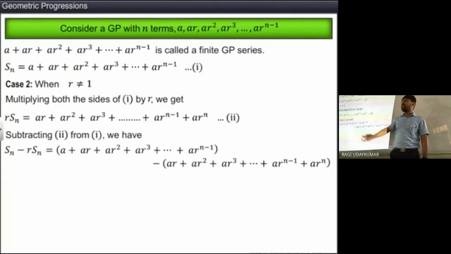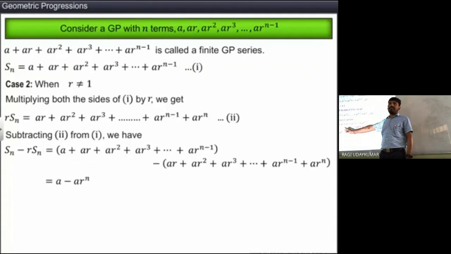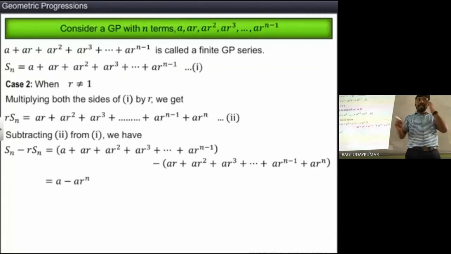So what do we get here? Sn minus r Sn. Here ar and ar cancel each other. The terms get cancelled. Once again, ar cancels, and ar square cancels because here you have minus. So only the first term and the last term will be left over. From that, taking a common, we get a into 1 minus r to the power of n. On the left side, taking Sn common, we get 1 minus r.